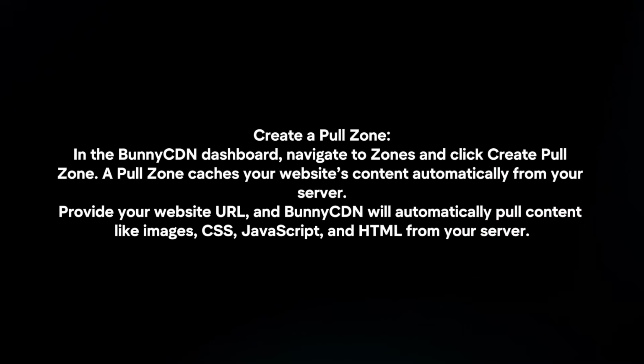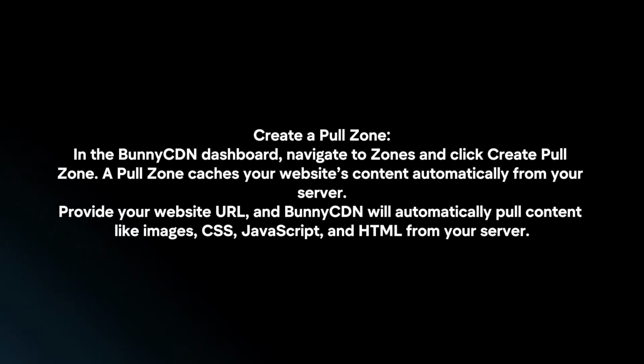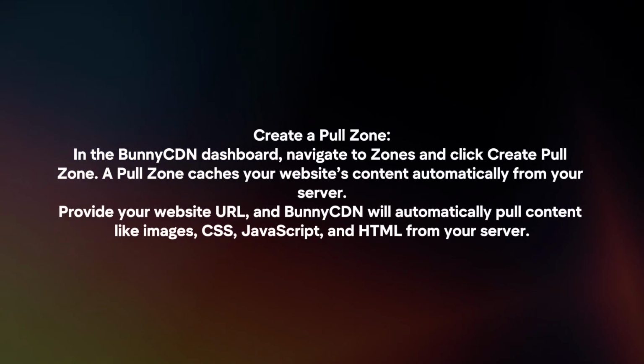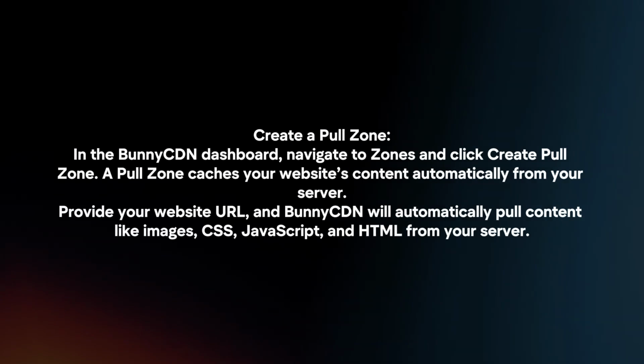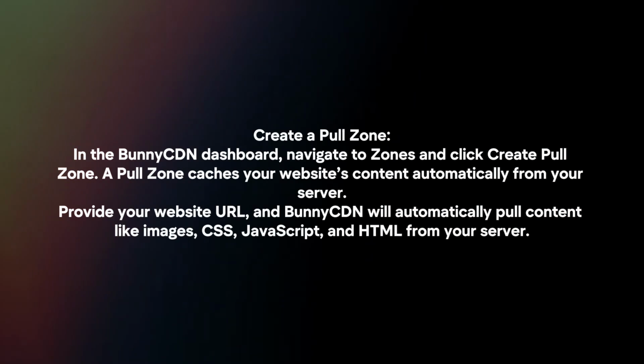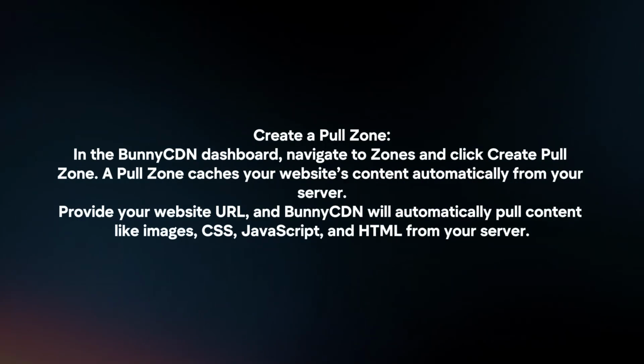Create a pull zone. In the BunnyCDN dashboard, navigate to Zones and click Create Pull Zone. A pull zone caches your website's content automatically from your server. Provide your website URL and BunnyCDN will automatically pull content like images, CSS, JavaScript, and HTML from your server.